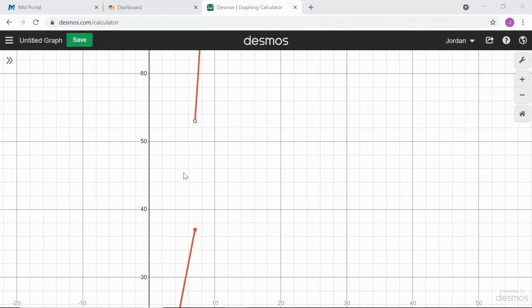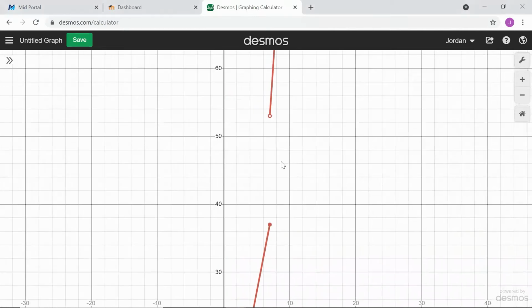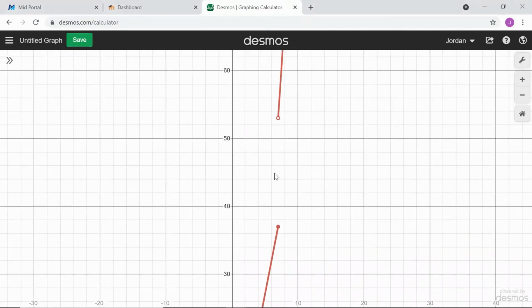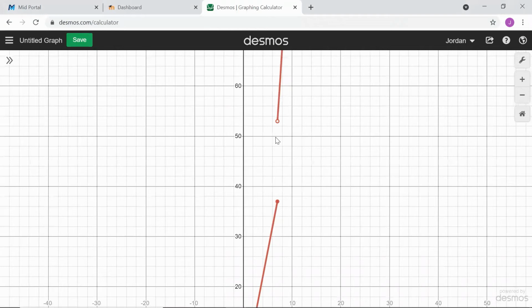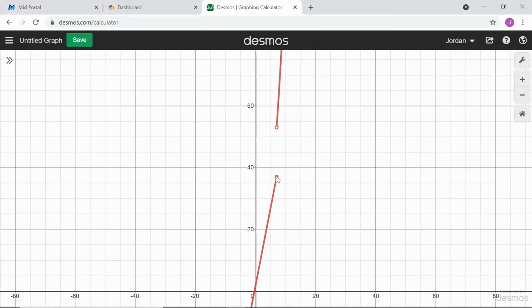And if we look at that graphically, there is a big gap between the points. So as we went to 7 from below, it looked like we were going to this point. As we went towards 7 from above, it looked like we were going towards that point. So that's what graphically happened. From below, we went to a different place than from above.